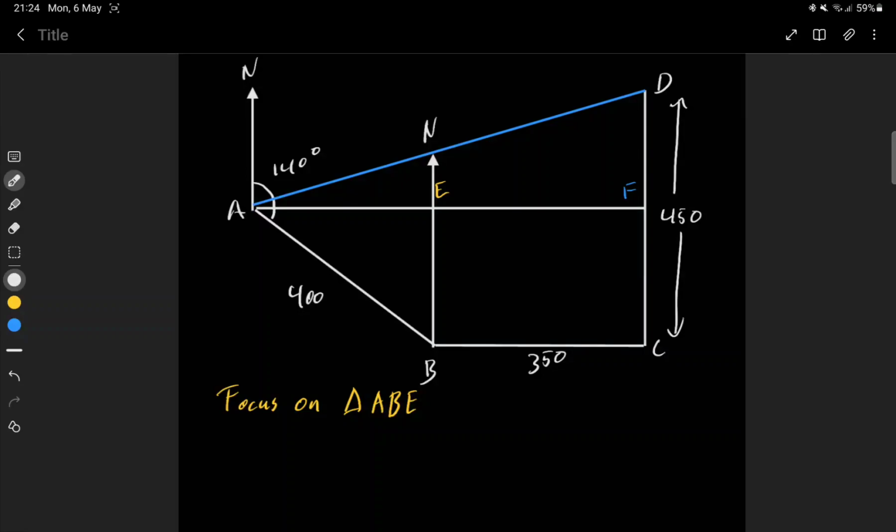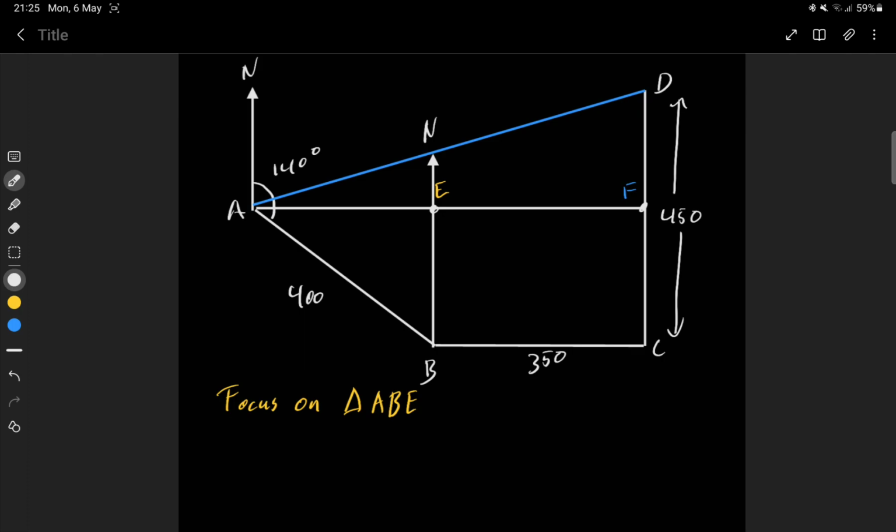Okay, so this is the question that you gave me. The question for part B asks us to find the length AD. Now what I've done is I've just added two little points, one here called point E and one here called point F. It'll help us in a bit. Now, what I want you to do is focus on this triangle here, triangle ABE. That's going to be very, very helpful to solve this whole equation.